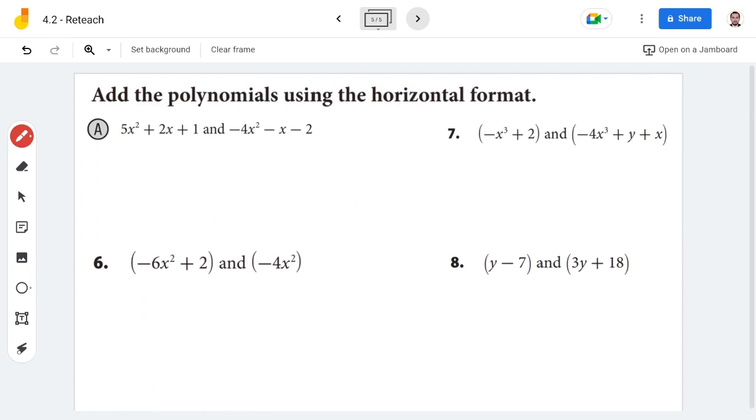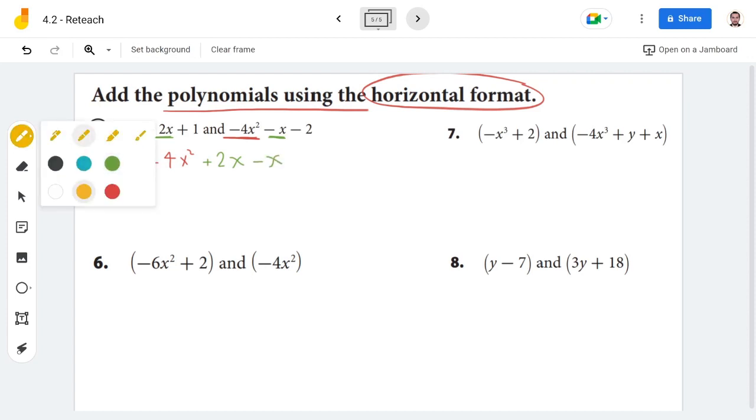The horizontal is easier. In the horizontal way, you just add the like terms. So as you can see here, add polynomials using horizontal format. So add the like terms. Always look at the degree. We have here 5x to the power of 2 minus 4x to the power of 2. Next, we have 2x and we have x, so plus 2x minus x. Then we have 1 and negative 2, so plus 1 minus 2.